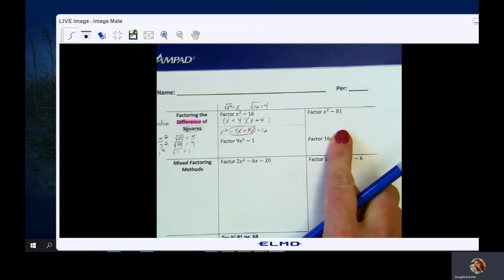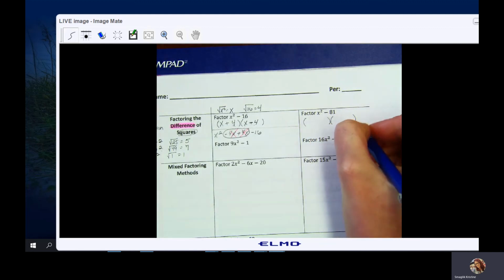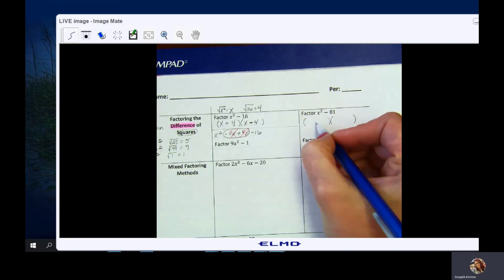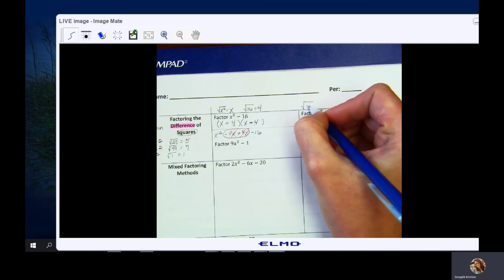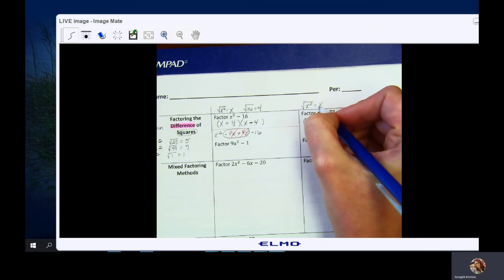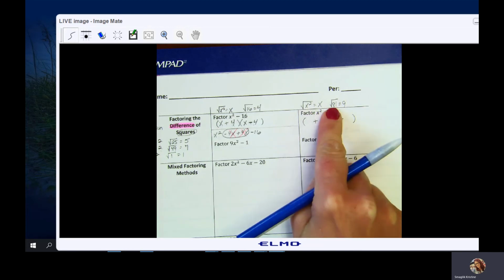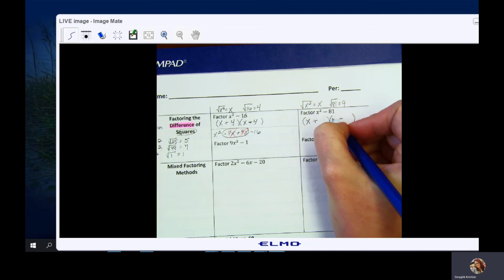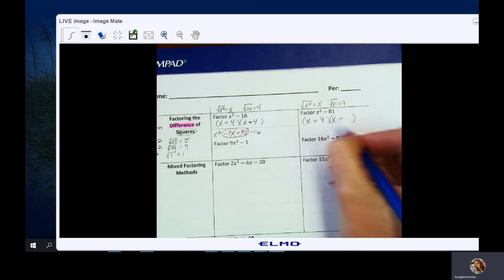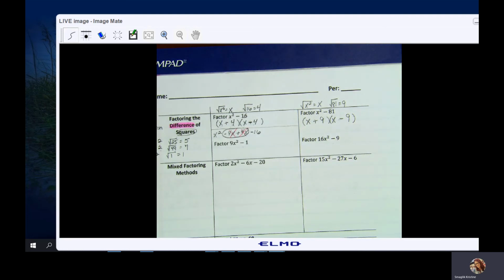Let's jump into x squared minus 81. I'm going to put my parentheses. C value is negative. Now again, the square root of x squared is x, and the square root of 81 is 9. X squared and 81 are perfect squares, so let's drop those values in. I'm going to have an x here, and then I'm going to have 9. And again, if you were to redistribute that, you're going to see your middle terms cancel out.